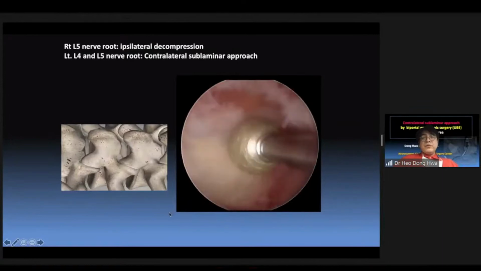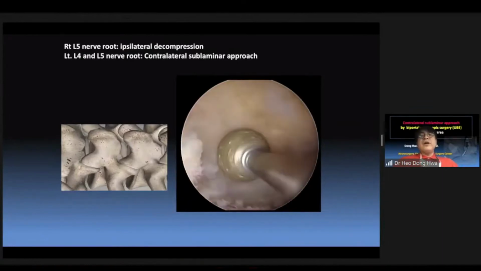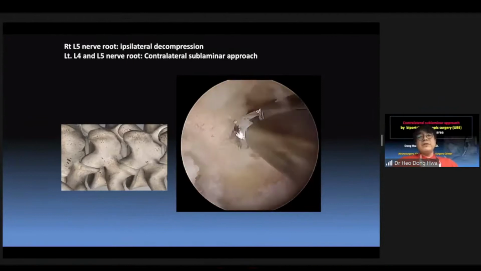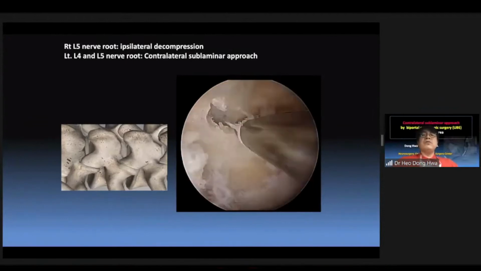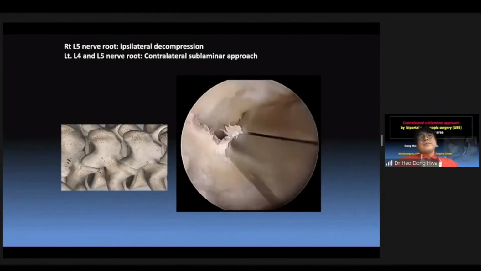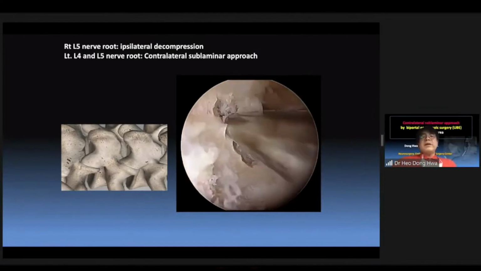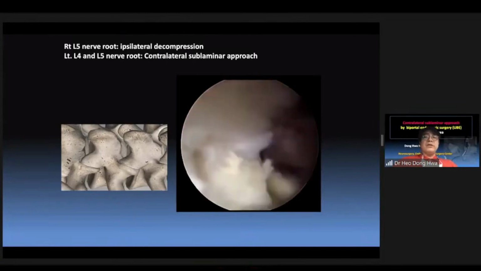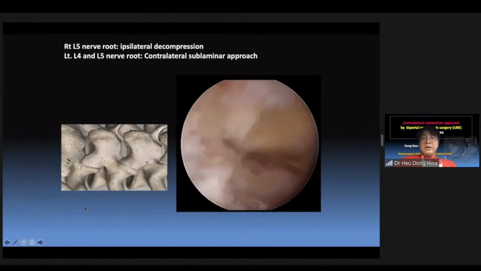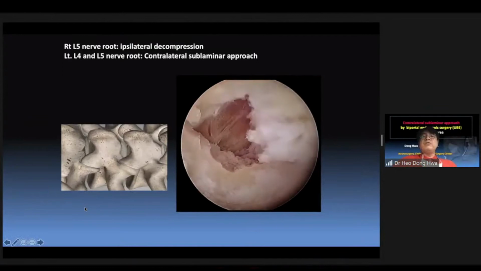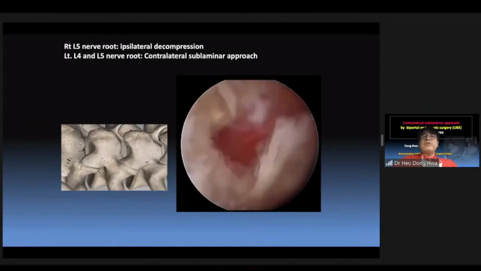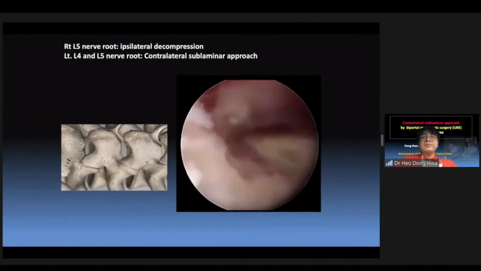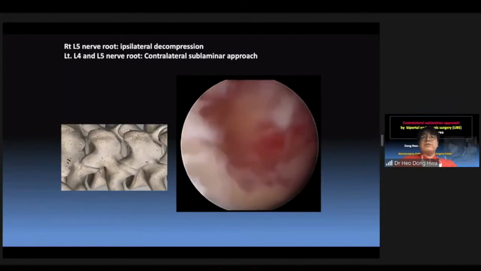Many surgeons have recently and frequently done unilateral laminotomy for bilateral decompression using the biportal or the uniportal approach. So firstly, I did the right side L5 lobe root decompression. I did the lateral recess decompression first. So now I removed the right side hypertrophied ligamentum flavum first, and lateral recess decompression first.